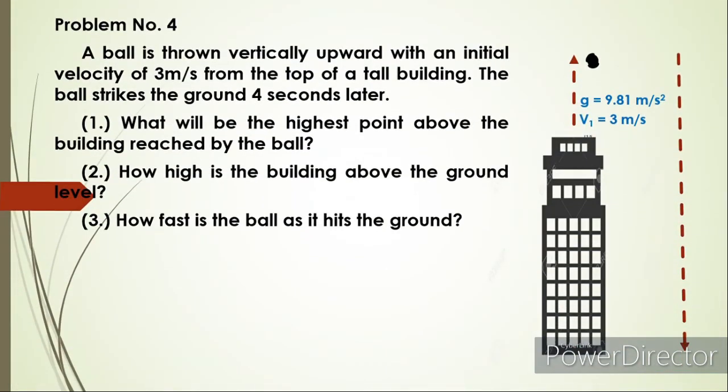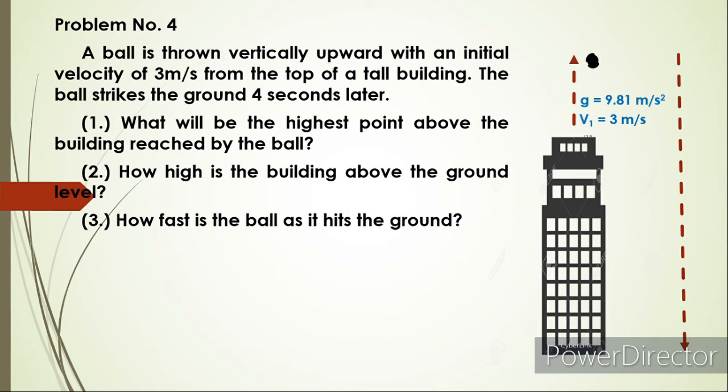Ayan. For problem number 4, a ball is thrown vertically upward with an initial velocity of 3 meters per second from the top of a tall building. The ball strikes the ground 4 seconds later. Question number 1. What will be the highest point above the building reached by the ball? Number 2. How high is the building above the ground level? And number 3. How fast is the ball as it hits the ground?